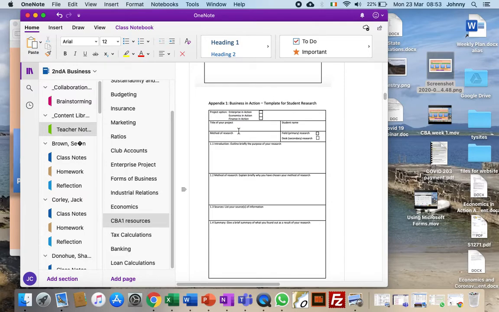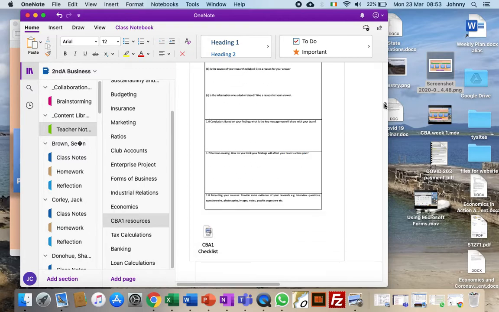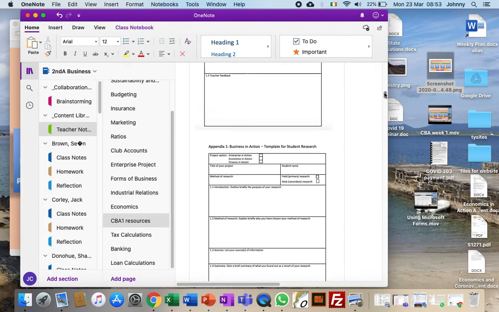Moving on to student research, this is where you detail how you did your research. Was it desk or field research? And obviously the group as a whole, we need to have a good combination of both. Okay, so there are the 2 documents that we would be expected to fill out.